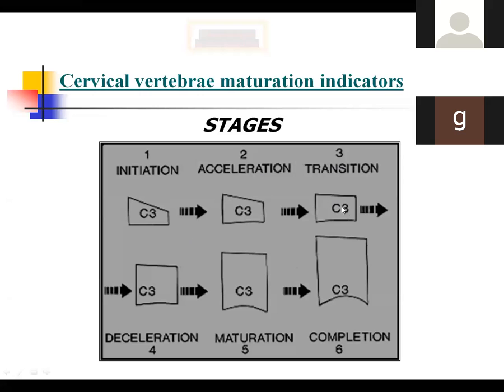In stage 3, it is rectangular with increased lower concavity. In stage 4, it is squarish with increased concavity. In stage 5, it is a vertical rectangle with increased concavity. In stage 6, completion, it is a vertical rectangle with increased or deep concavity.